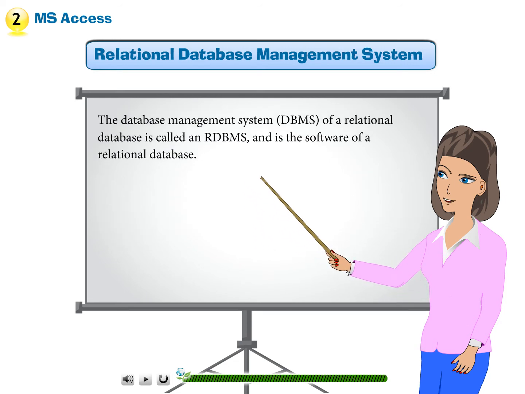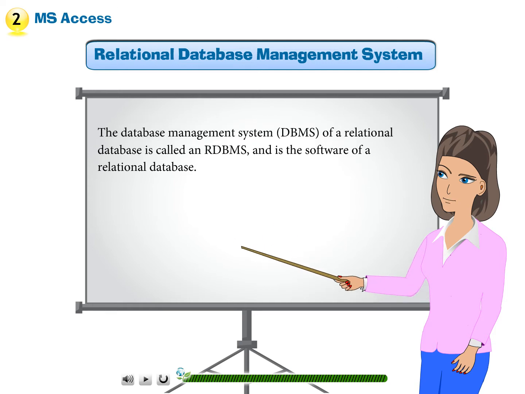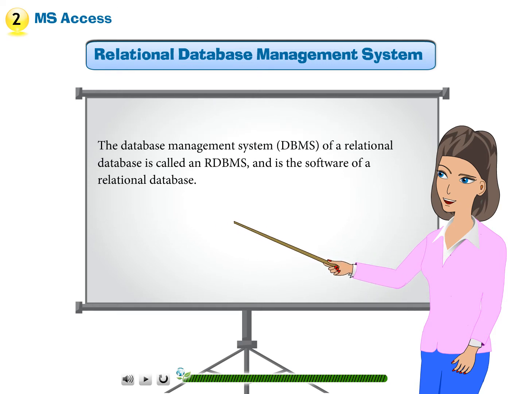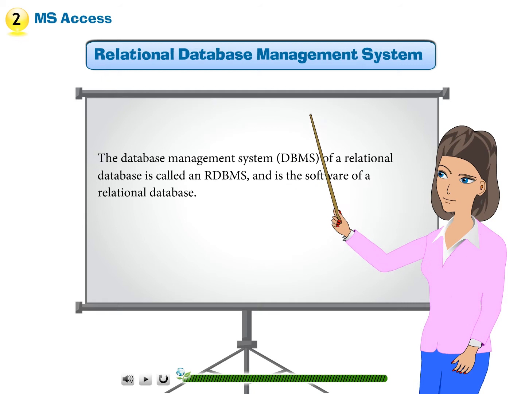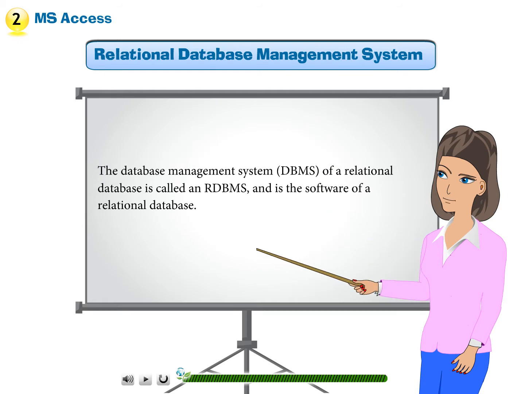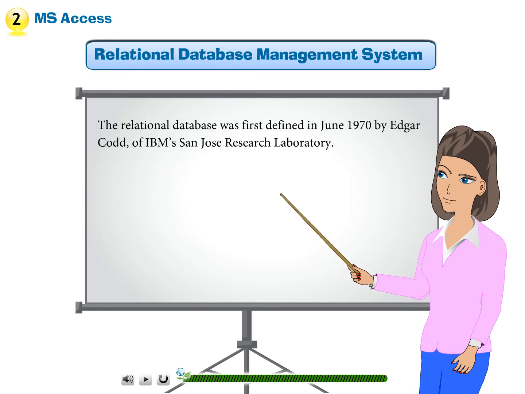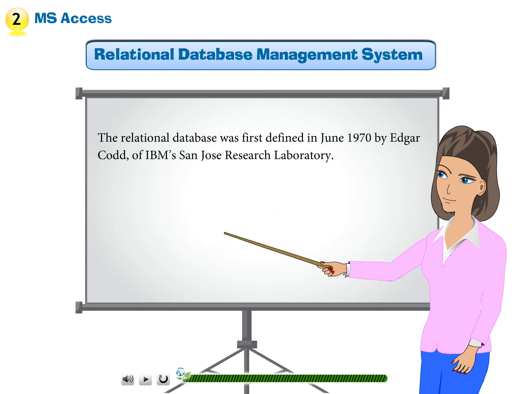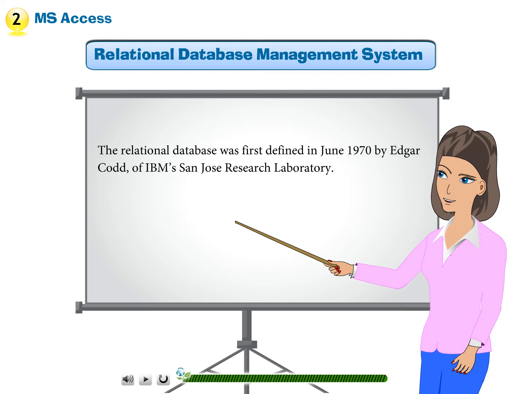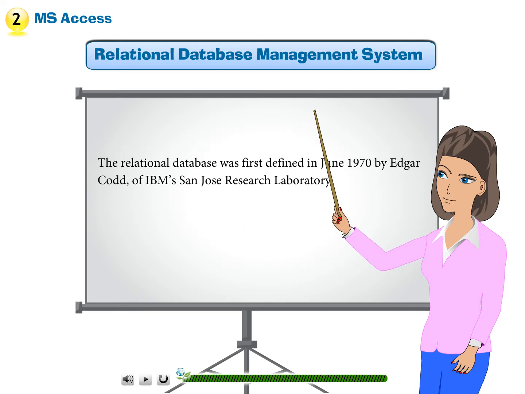The Database Management System, DBMS, of a relational database is called an RDBMS and is the software of a relational database. The relational database was first defined in June 1970 by Edgar Codd of IBM's San Jose Research Laboratory.